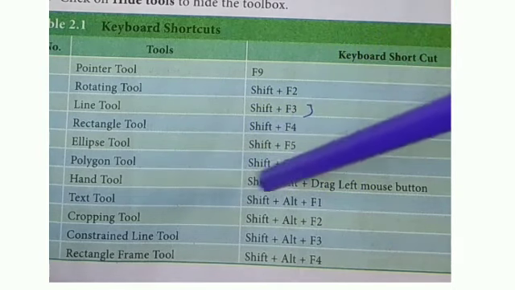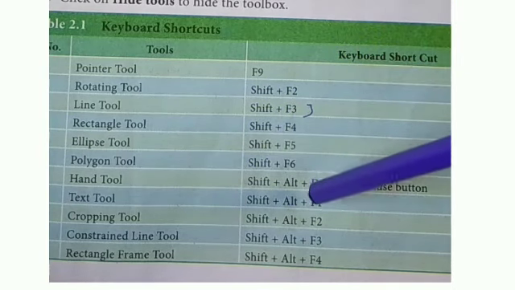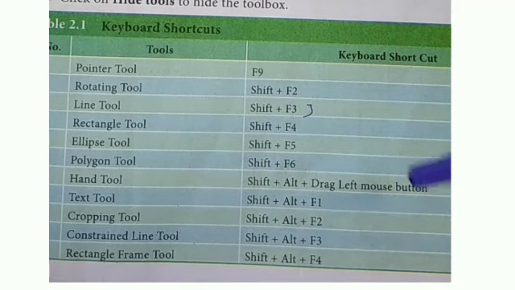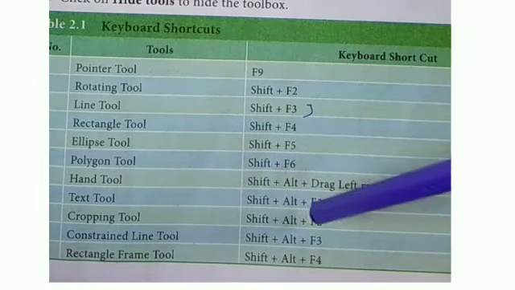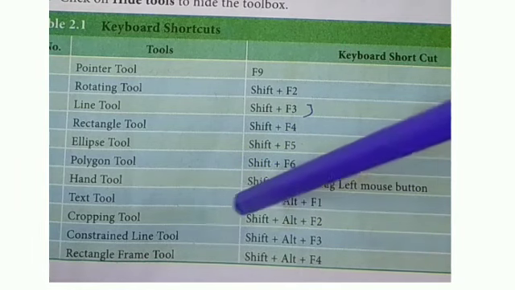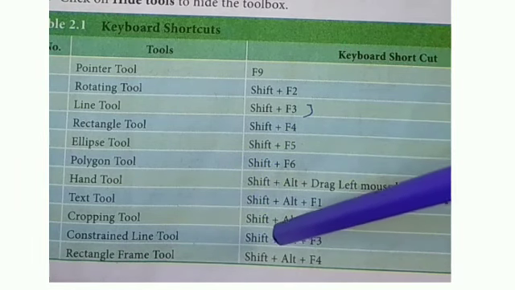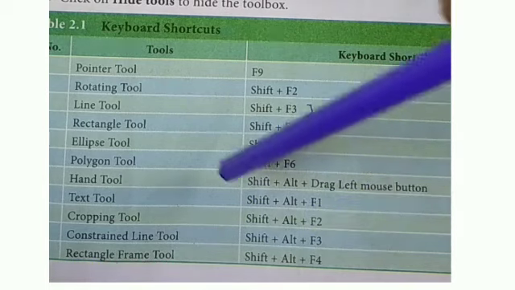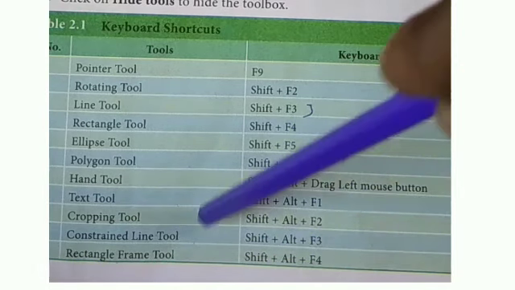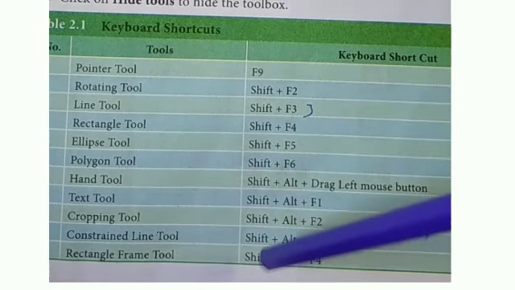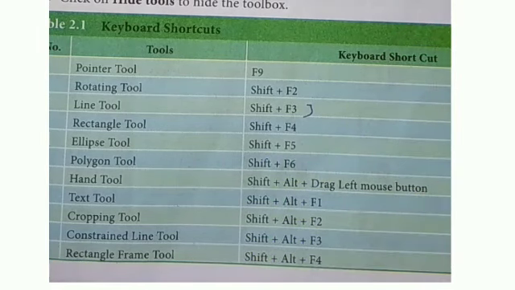For the hand tool we can use Shift plus Alt plus drag with the left mouse button. Next, for the text tool we can use the key combination Shift plus Alt plus F1. For the cropping tool we can use Shift plus Alt plus F2. For the constraint line tool we can use Shift plus Alt plus F3. For the rectangle frame tool we can use Shift plus Alt plus F4.